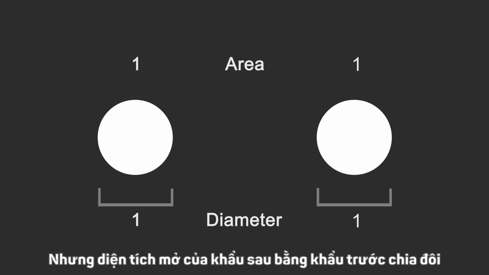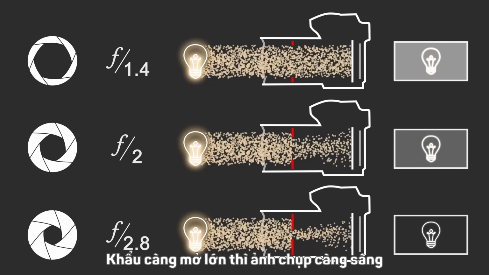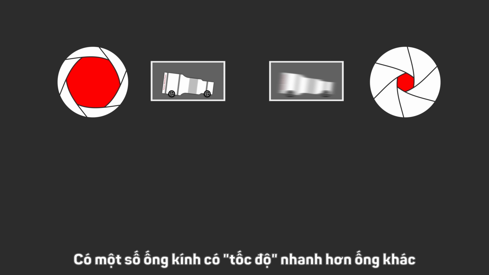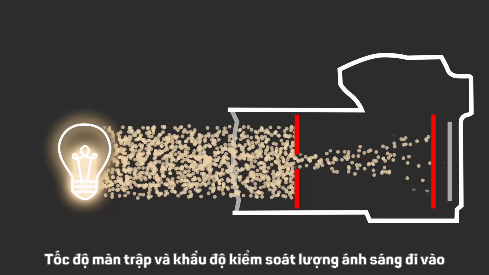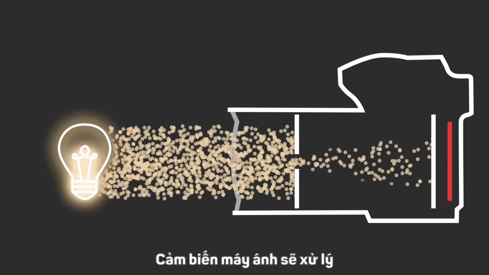At a constant shutter speed, the larger the aperture, the brighter the final image. That's why some lenses are faster than others. They allow for faster shutter speeds. Aperture and shutter speed control how much light gets into the camera. Once the light is inside, the camera's image sensor takes over.